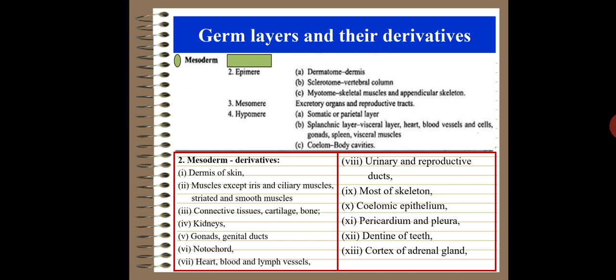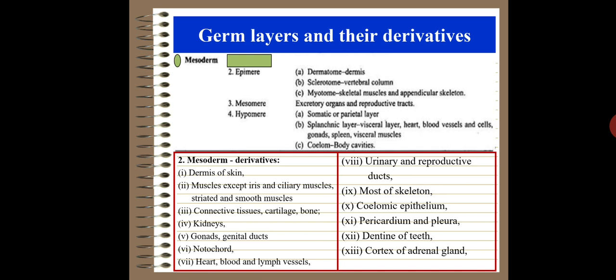From the epimere come the dermis, the lower layer of the skin, the vertebral column, skeletal muscles and appendicular skeleton. Skeletal muscles are striated muscles. From the mesomere come excretory organs like kidneys, and gonads and the reproductive tract. These organs will be formed from the mesomeres.